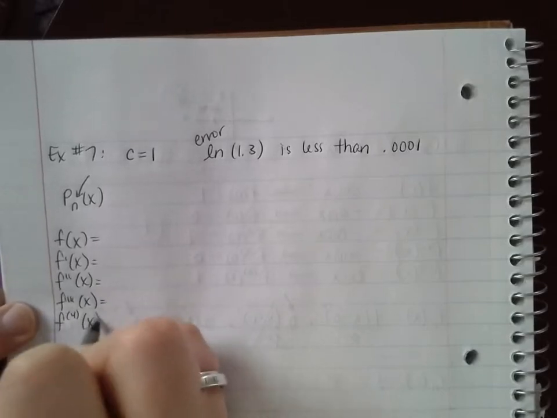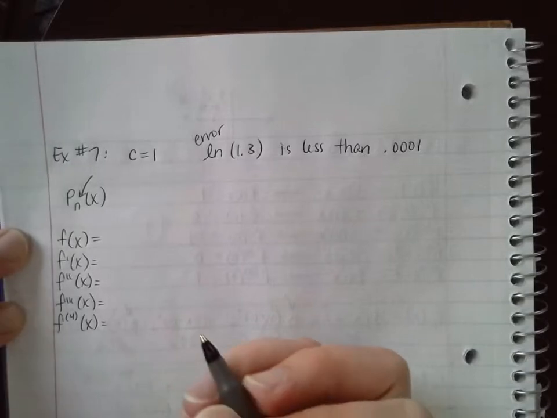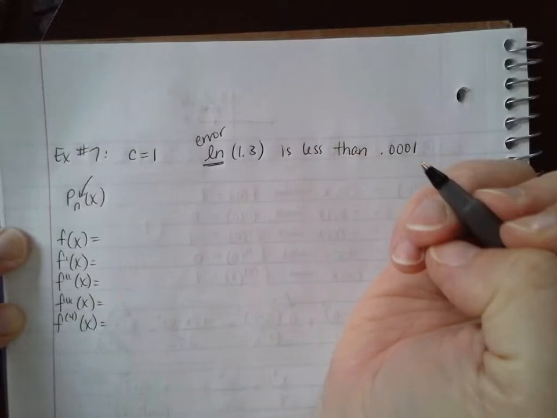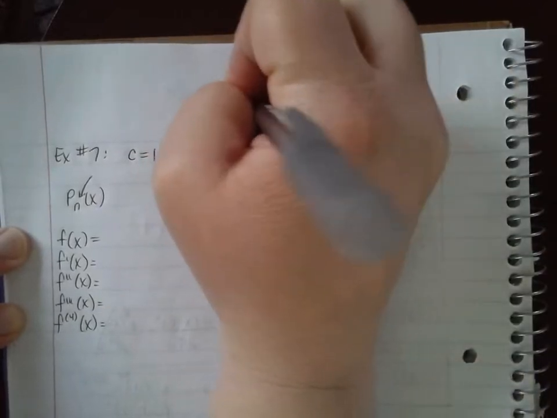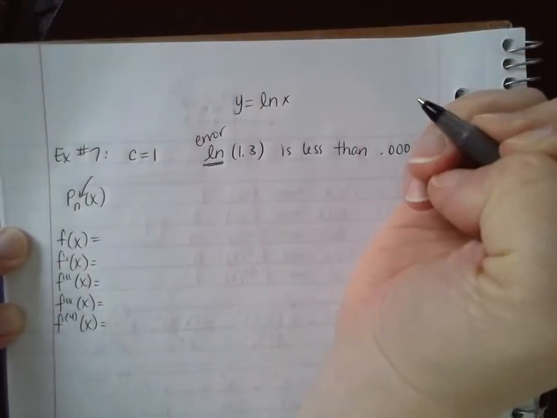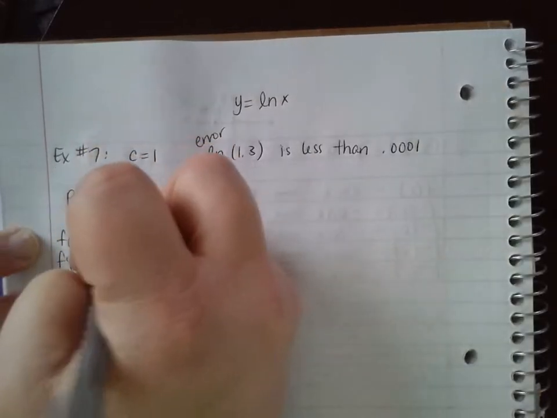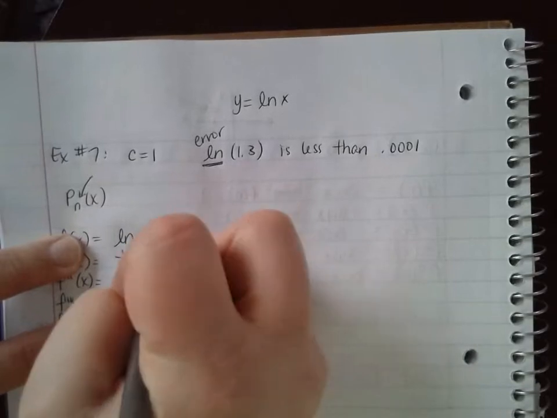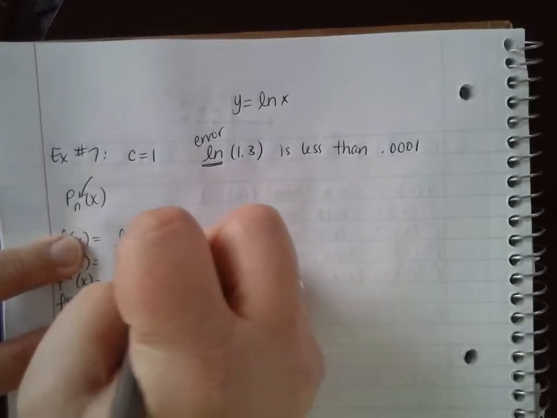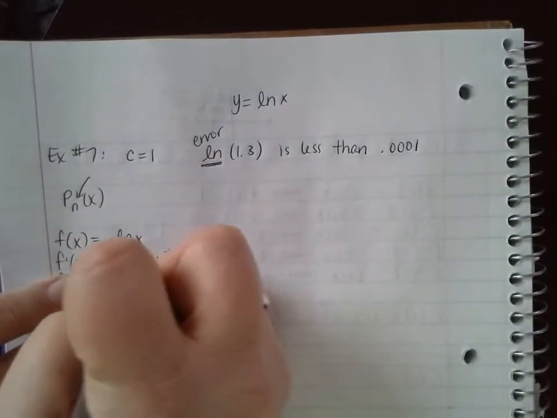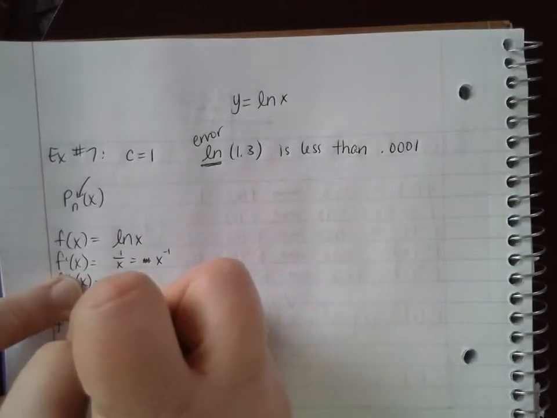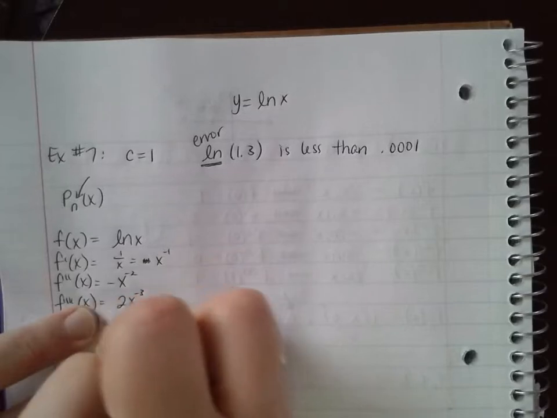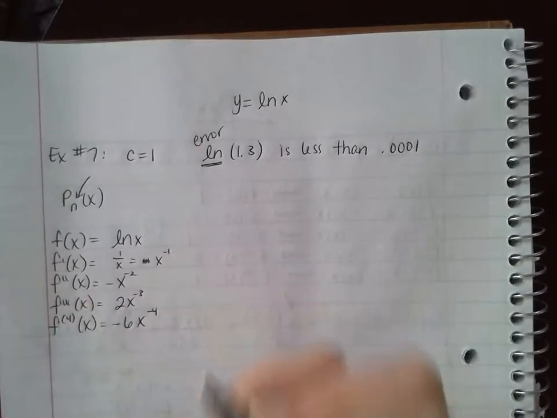And yeah. So the derivative of the natural log of x, that's what I'm looking at, right? That would make sense if I'm trying to evaluate natural log. So we're going to look at the function natural log of x. Natural log of x, we already know its derivative is 1 over x. We know that that becomes negative x to the negative 2, positive 2 x to the negative 3, negative 6 x to the negative 4.